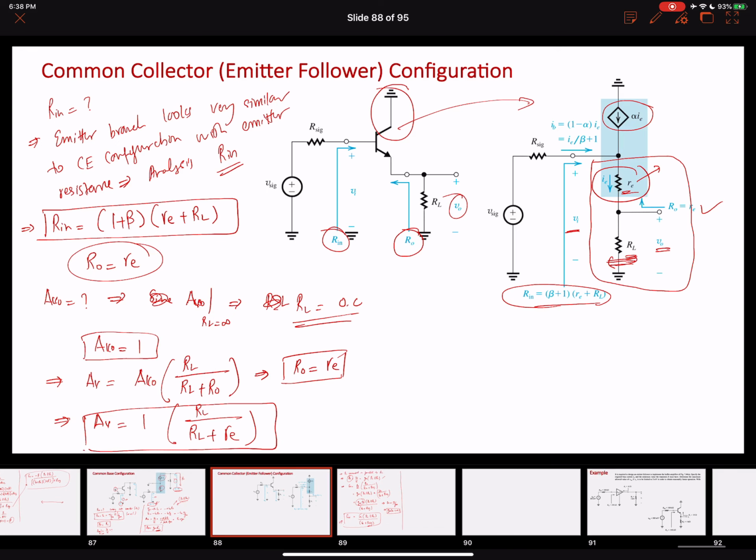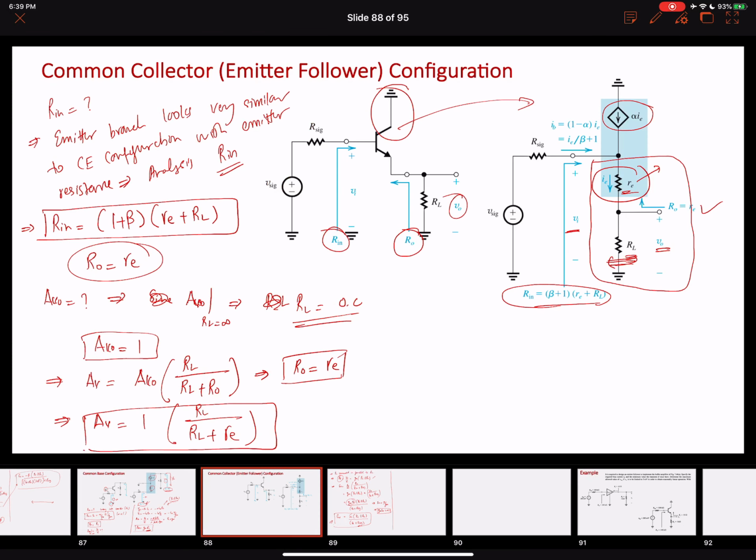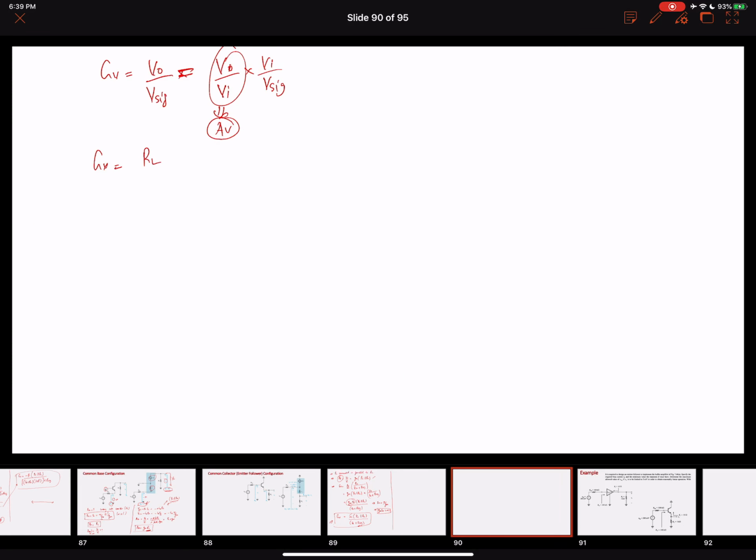Now we have to find the overall voltage gain, right? The overall voltage gain of this configuration is the output voltage to the signal voltage. So we can also write this as V naught over Vi multiplied by Vi over V signal, and this thing equals AV. What is the value of AV? The value of AV is RL over RL plus re, multiplied by Vi over V signal.